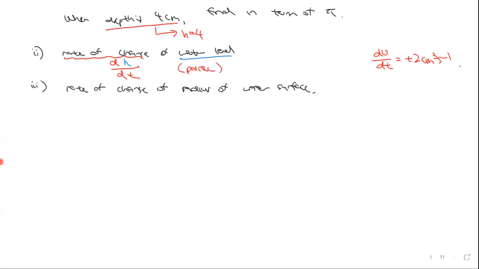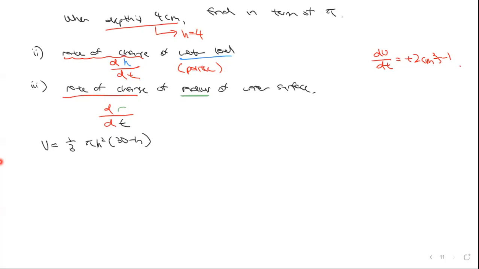And then the rate of change of the radius, well, again, it's a rate of change. So that's dr/dt this time, of the water surface. That's what we want to find when h is 4. So the question can be written as: find dh/dt when h is 4, and find dr/dt when h is 4. We're going to rely on formulas that we already have. The volume is 1/3 pi h squared (30 minus h). That's given in the question.